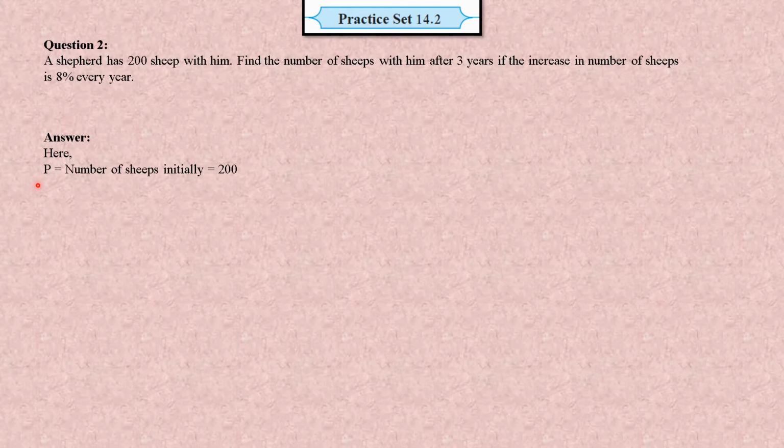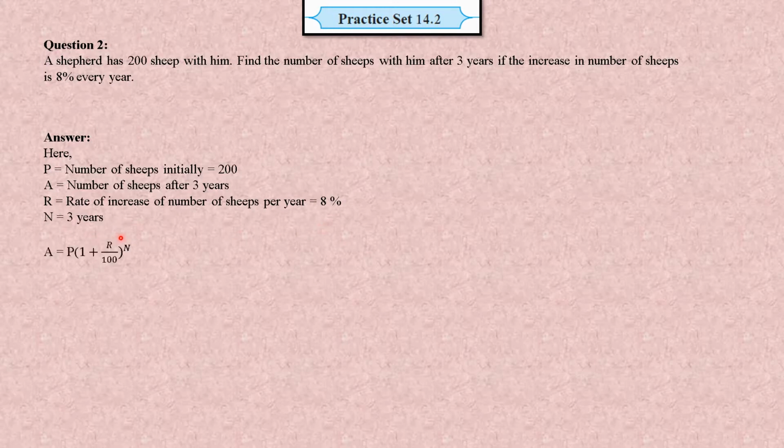P, that is a principal, will denote the number of sheep initially, that is 200. A, that is the number of sheep after 3 years, which we need to find in the question. R, that is the rate of increase of number of sheep per year, is 8%. And N is 3 years.